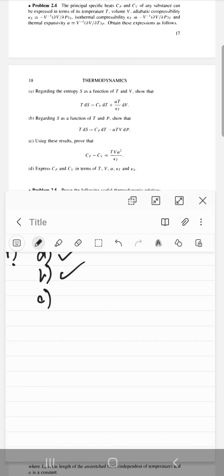Okay, now using these results, you want to prove that Cp minus Cv is this quantity. It's just T V alpha squared upon Kt. Okay. Using these two results, wow, Cp minus Cv is just this quantity, huh? Okay. So a constant volume, and that's a constant pressure.